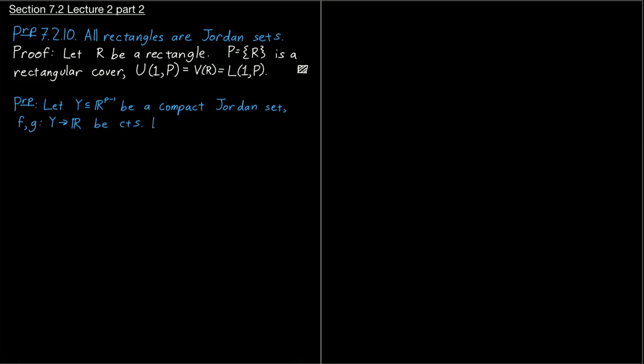And then let's let X be the set of all points (y, t), such that y is in our original Jordan set of smaller dimension, and then t is between g of y and f of y. And the conclusion is that then X is also Jordan.